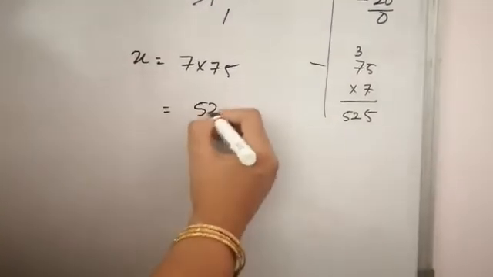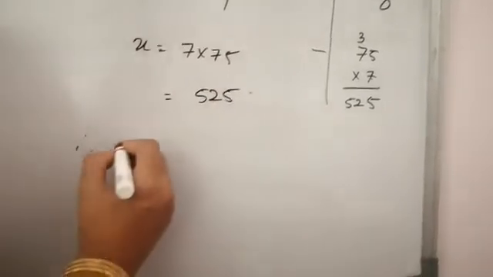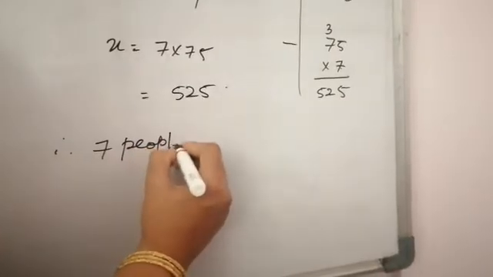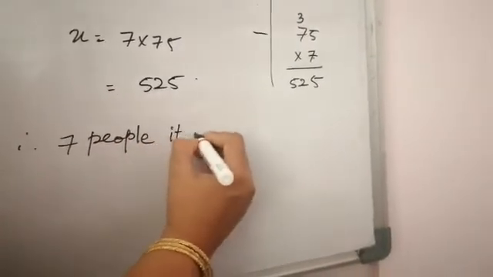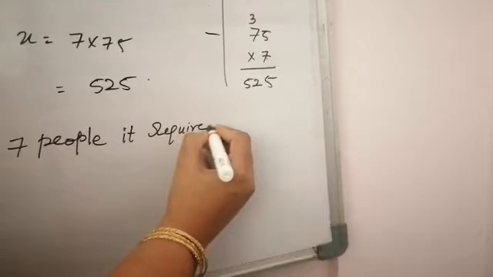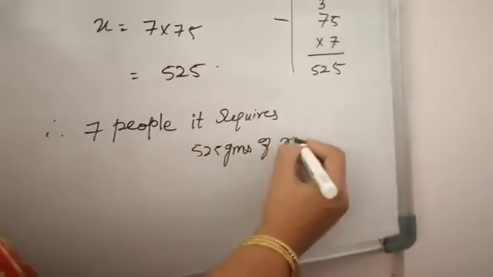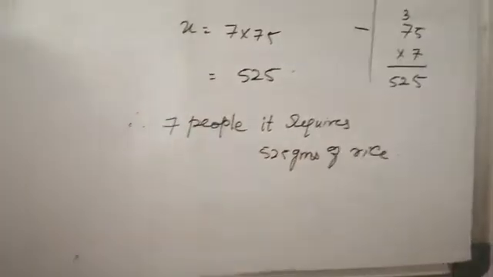Here 525. So write down the statement that for 7 people it requires 525 grams of rice. Okay, children.